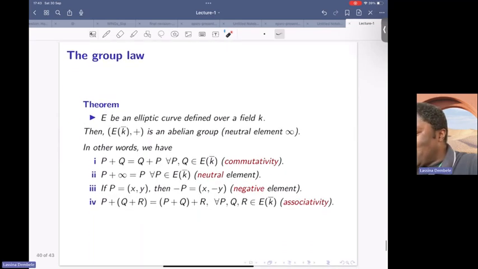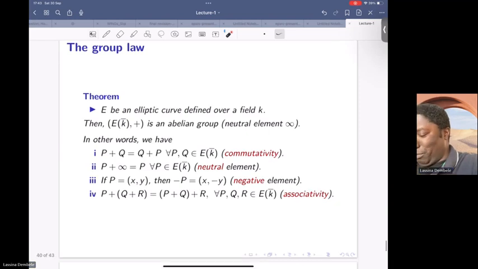Okay, so that's the definition of the group law, and this next theorem tells you what you expect, which is that under this group law that we just defined, we actually get an Abelian group. So that's the content. Yeah, it's an Abelian group, which means that the law is commutative. It has a neutral element. Every element has a negative element, and then of course it is associative, right?